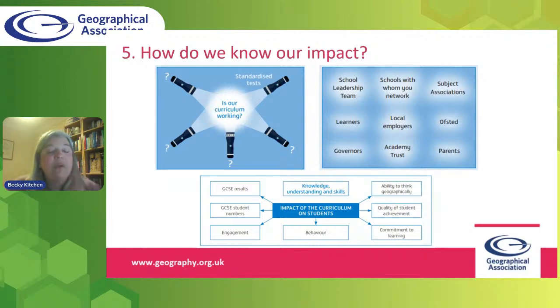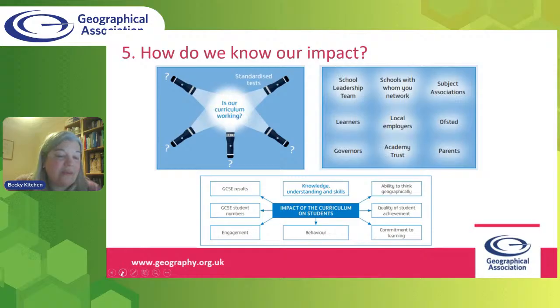So I think one of the things that is really important to think about is, first of all, who is holding your torches? There will be several people and organisations holding your torches and thinking about whether your curriculum is working, and shining a spotlight on it. And then thinking about what those torches are shining a spotlight on. And you can see that in that bottom image there: the things that they might be particularly interested in. And so actually, if we just focus on GCSE results, we need to think about other things too.